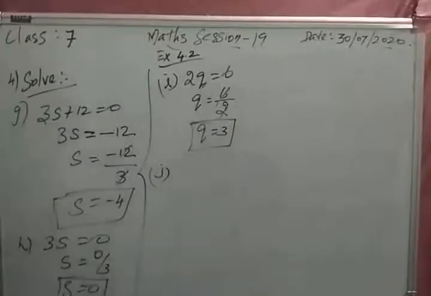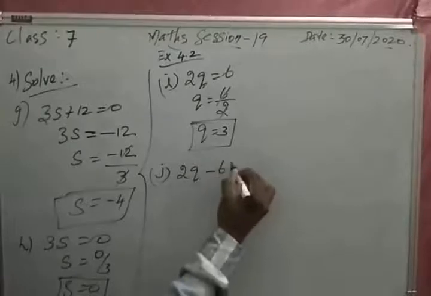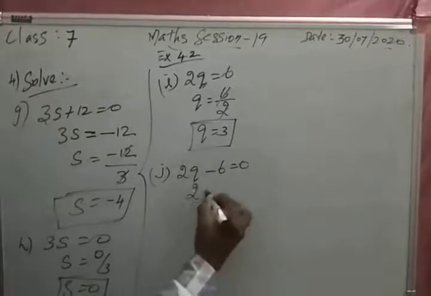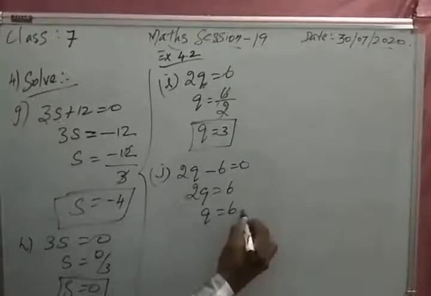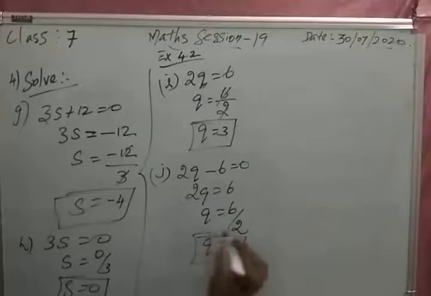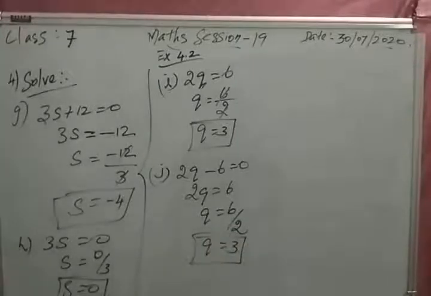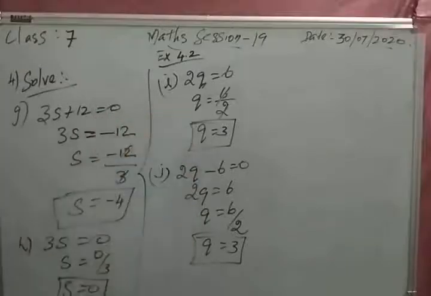J. 2Q minus 6 is equal to 0. Then 2Q is equal to minus 6 will come as a plus 6. Then Q is equal to 6 by 2. Q is equal to 3. Both are same only, right? If you look, both sums are same like that only.